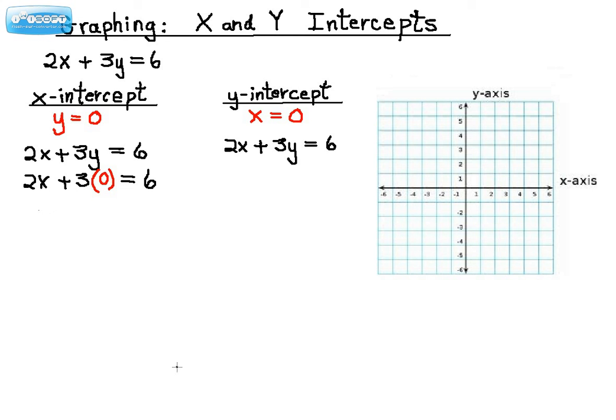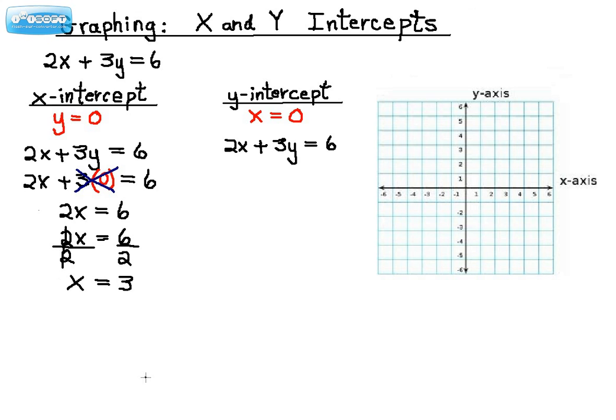First, let's find the x-intercept. So we want to put 0 in place of y. We know that 0 times any number is 0, so this just makes the term that contains y disappear. So we want to finish solving our equation for x.